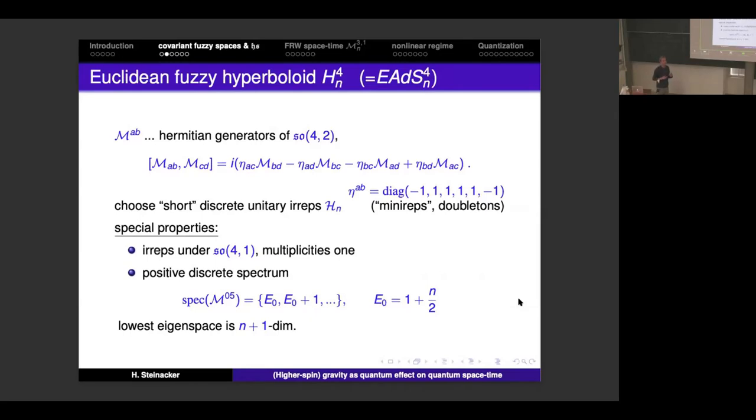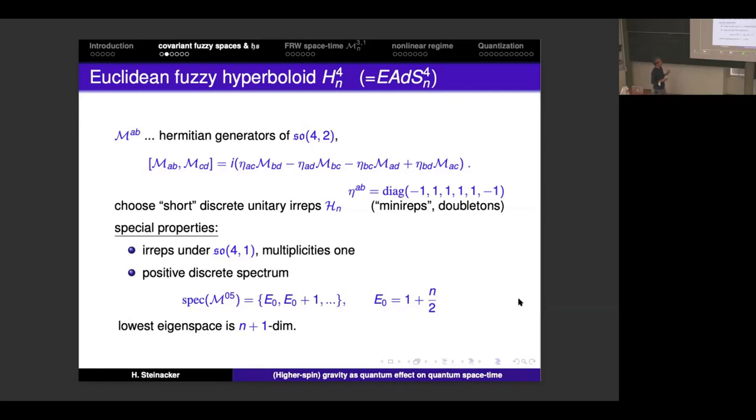After all, this is a higher spin meeting, so I should explain that. It's a very simple group theoretical construction. By the way, H4 is really Euclidean AdS, so it's a very familiar object. You start with SO(4,2), the generators of SU(2,2), call them M_AB, and well, this is the Lie algebra, of course. And now the key is to choose the correct representation, and as you all are very familiar with, the smallest unitary irreducible representations are the so-called minireps or doubletons. So this is the shortest discrete unitary series of representations.